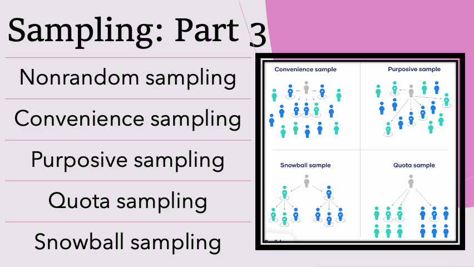Quota sampling is done by dividing the population into mutually exclusive groups, or groups that do not overlap, and selecting individuals from each group, very similar to a stratified random sample. However, in quota sampling, subjects in each group are not selected randomly. Rather, a researcher may take a sample within each group using convenience sampling.